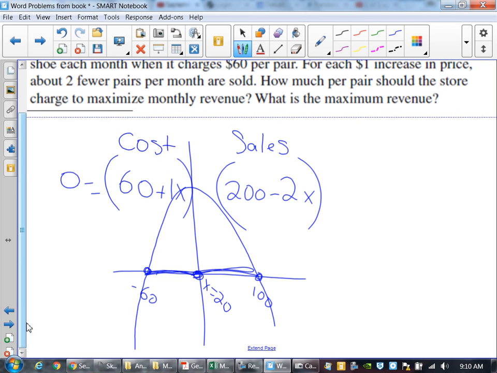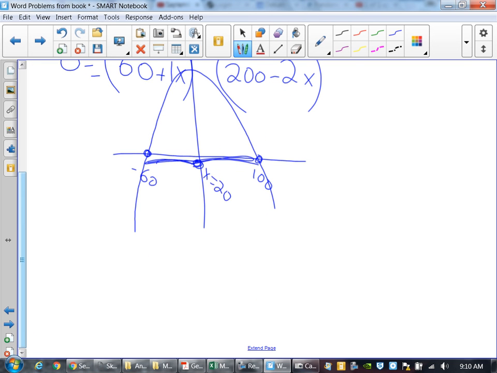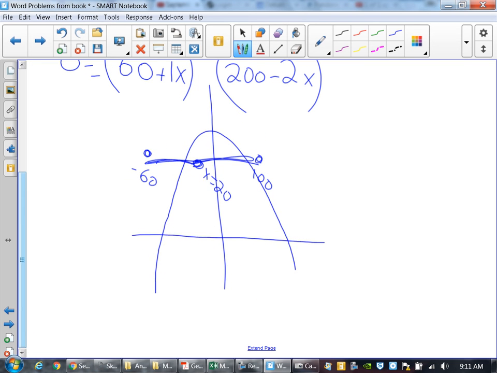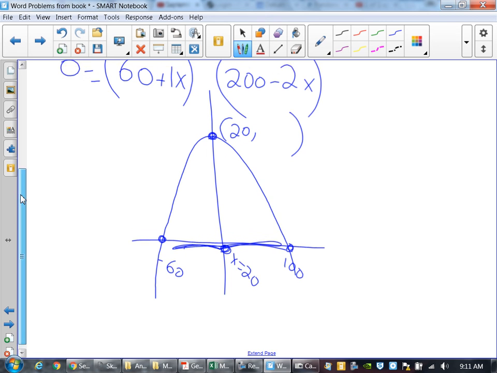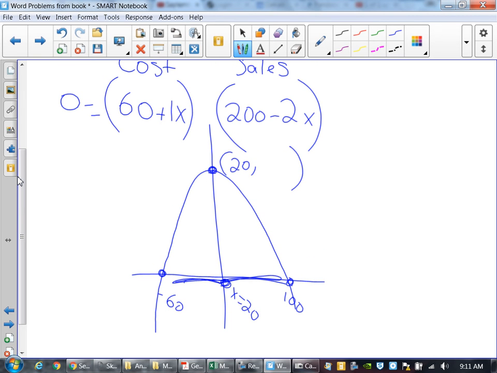Then you distribute and solve. Which means this ordered pair here is going to be 20, comma, something. So that tells me if my x value is 20, what should I sell them at?